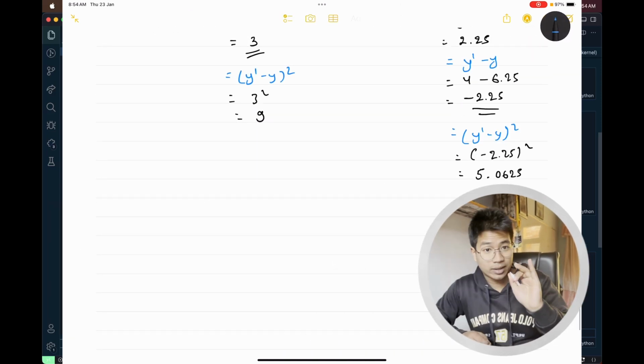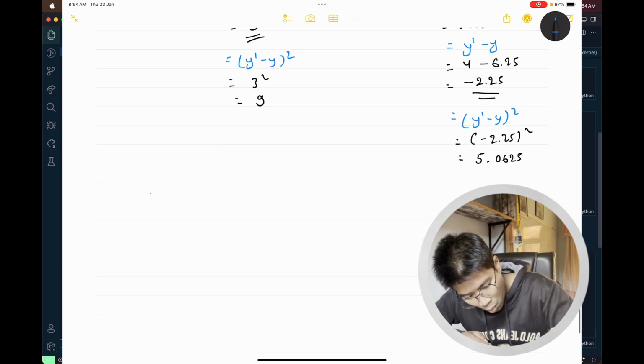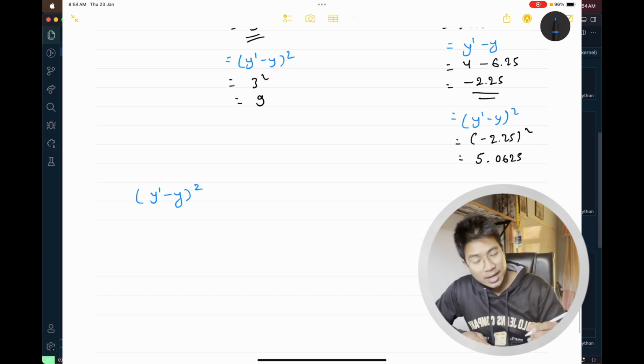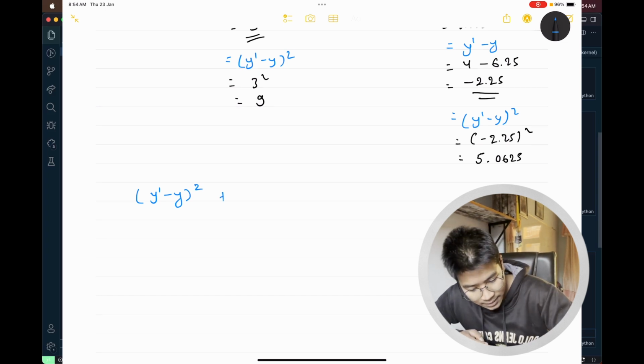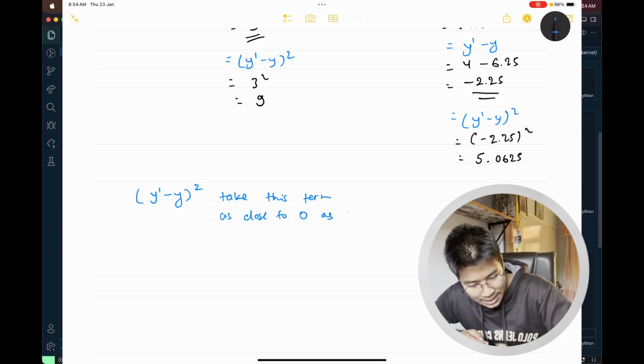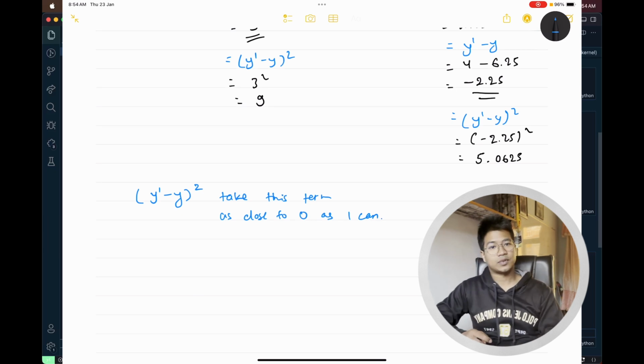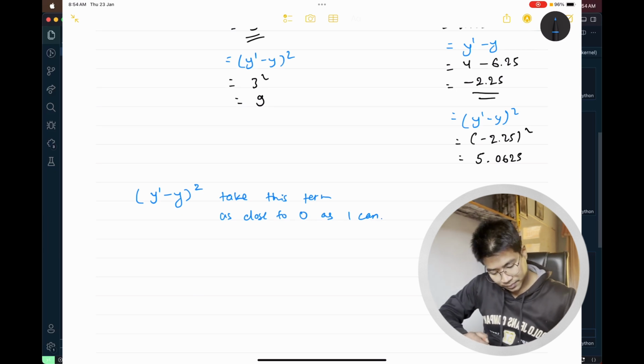Okay. Now we are going to generalize. Remember, mathematicians love to generalize. (y dash minus y) whole square. I want to take this term as close to 0 as I can. Okay, does that make sense?